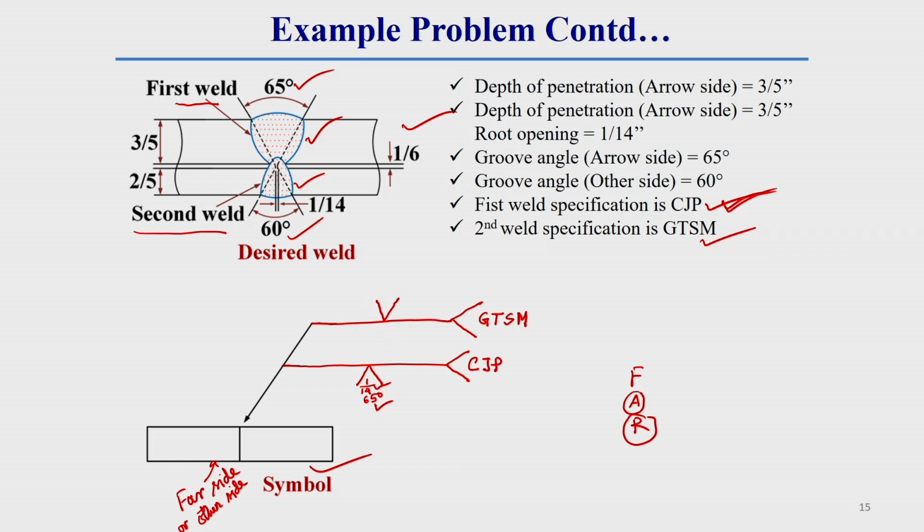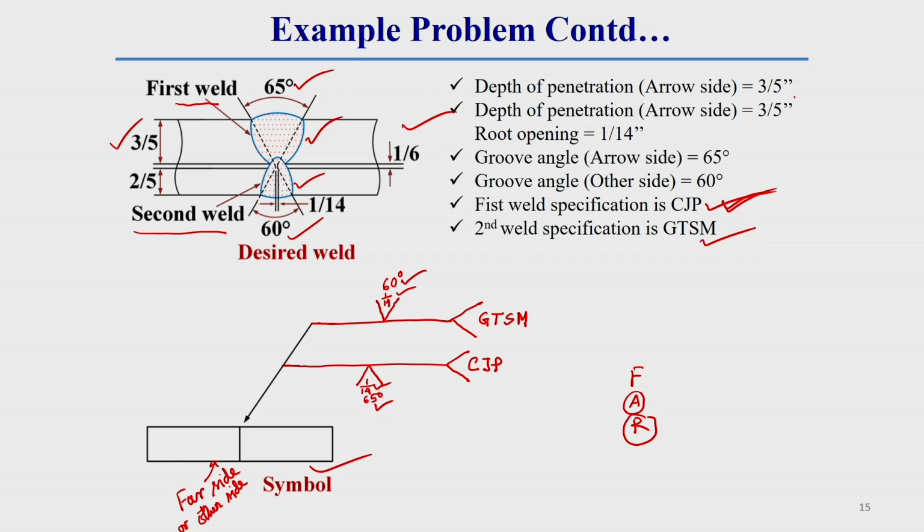Here also a V groove is made. This V groove has an angle of 60 degree, and the root opening is also 1/4 inch. So if this is given in a drawing, we can easily understand what welding operation we have to perform.